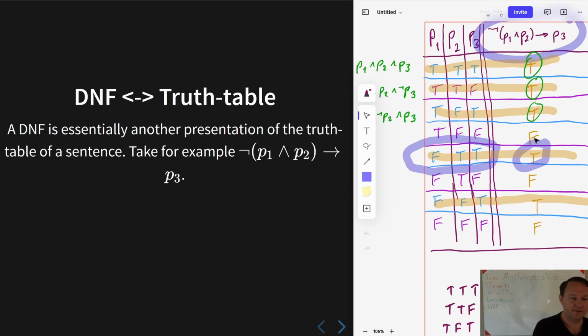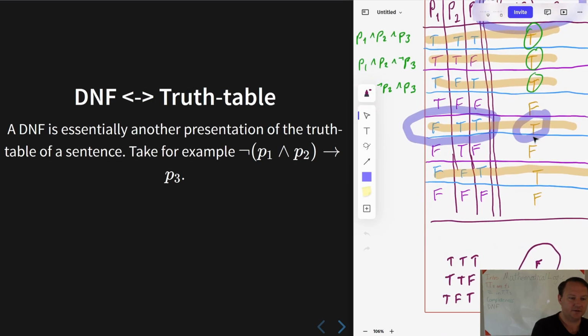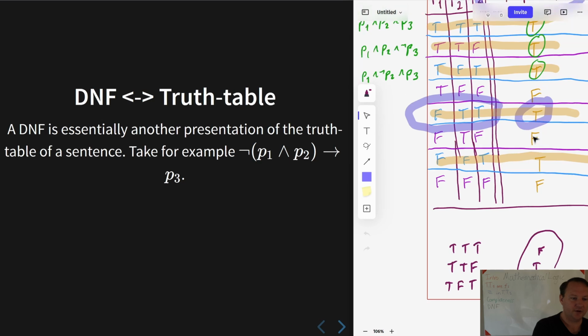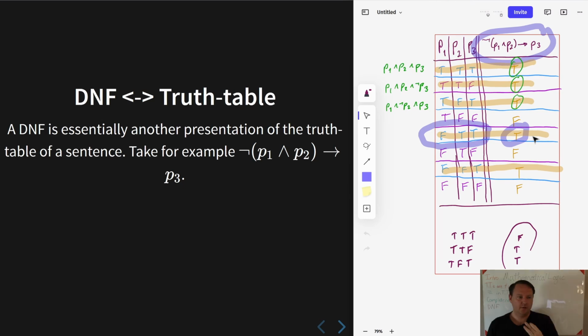Here, sorry, I see that is in the way. Probably it is already clear what is under there, but here I'll just move this. Okay. So that's how you can find the disjunctive normal form for any given sentence.